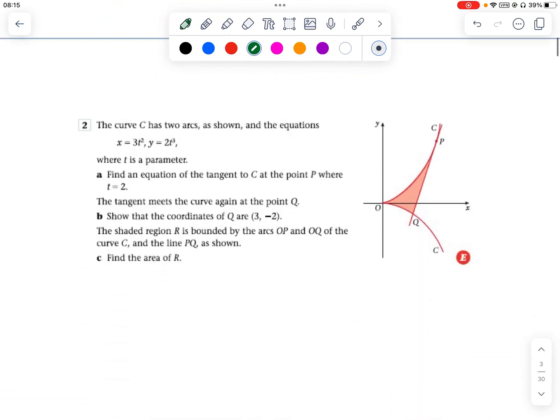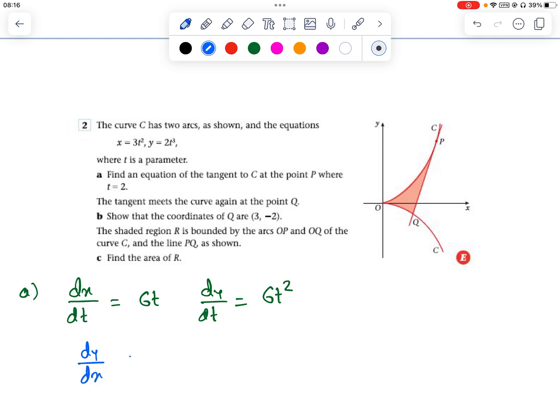Question number 1. Coming to question number 2. Find the equation of a tangent when t equals 2. So for finding the equation of a tangent, first of all I have to find dx upon dt. What is dx upon dt? 6t. dy upon dt. What is dy upon dt? 6t square. So what will be dy by dx? dy by dx will be dy upon dt upon dx upon dt. So dy by dt is 6t square upon 6t. So it becomes t. So t equals 2. That's going to be the gradient m.